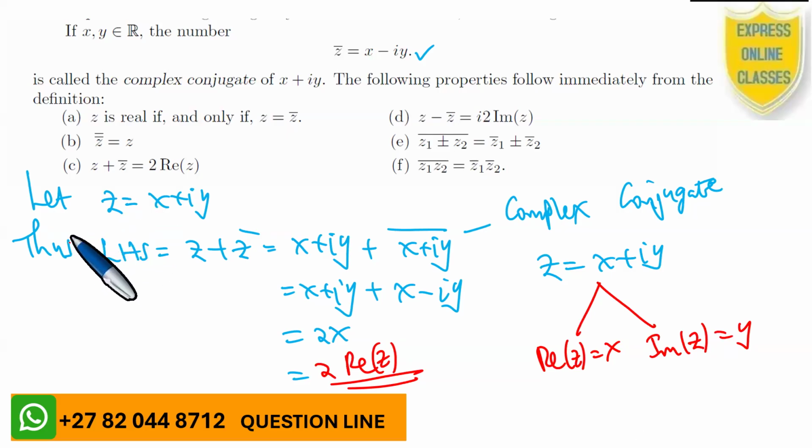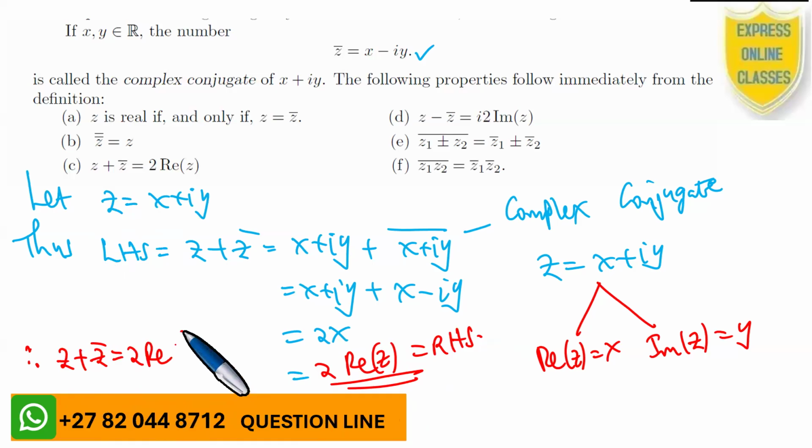As a consequence, this is equal to the right-hand side. So as a conclusion, it is true that z plus z bar is 2 times the real part of z.